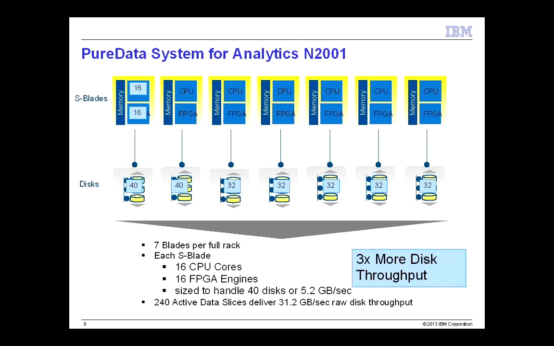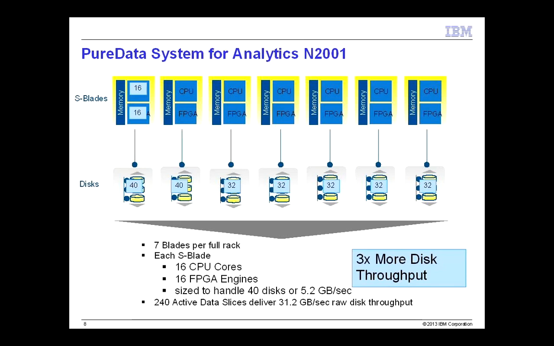Slide number 7 talks about how the mapping of cores with disks has been done. As you can see, on the S-Blade side there are 8 CPU cores and 8 FPGA cores, and they map to the 8 disks. So it is a 1-to-1 mapping: for one disk, we have one FPGA and one CPU.